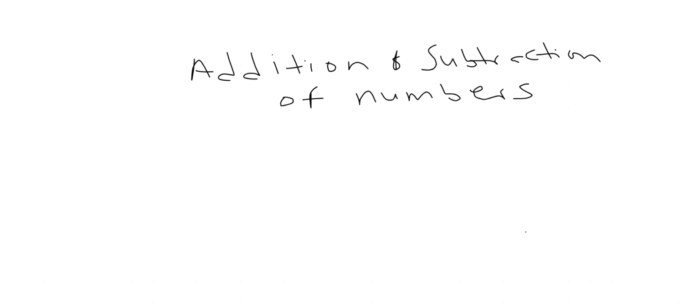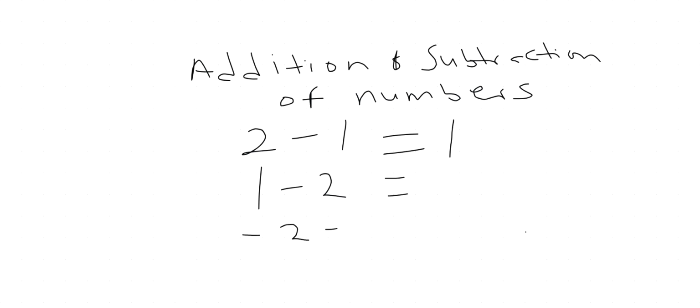If we have 2 - 1, we'll say the answer is 1. But when we say 1 - 2, in arithmetic, we say this is impossible, but in algebra, it is possible. How is it possible? If we say -2 - 3, many students will tell you, based on my experience, +5. When you ask them, how do you get +5? They will tell you negative multiplied by negative is positive.